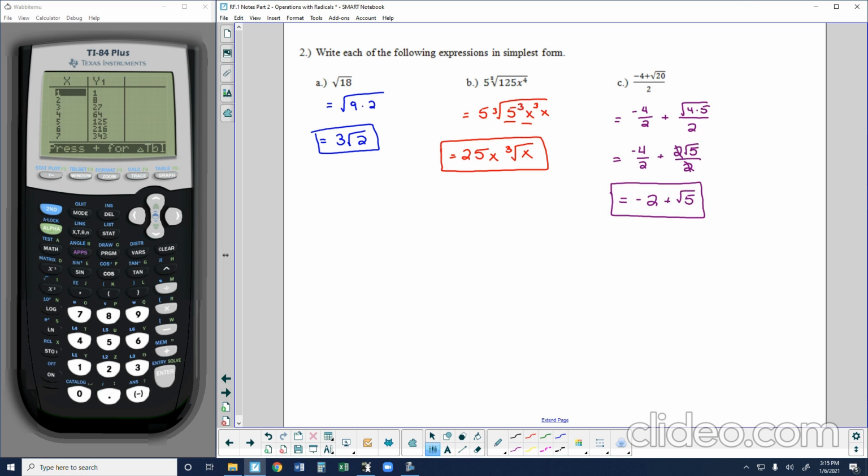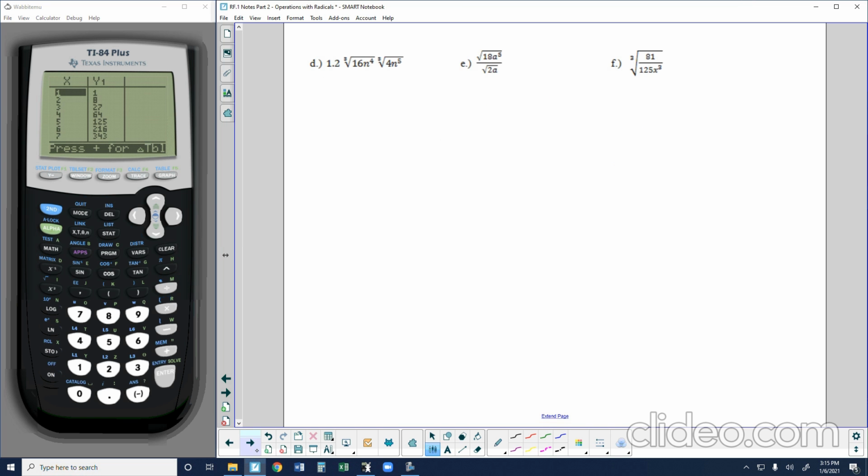Let's go ahead and take a look at D. D is where our properties start to come in handy. So in 2D, we need to simplify this expression where we have the multiplication of a number to two cubed roots. Well, notice that both of these are cubed roots. So what I can do is multiply what's on the inside, the radicands. So I can take the 16 times 4, because those are both integers, and multiply those together. I'm not going to do anything to the 1.2 right now, so I'm going to leave this as 1.2.